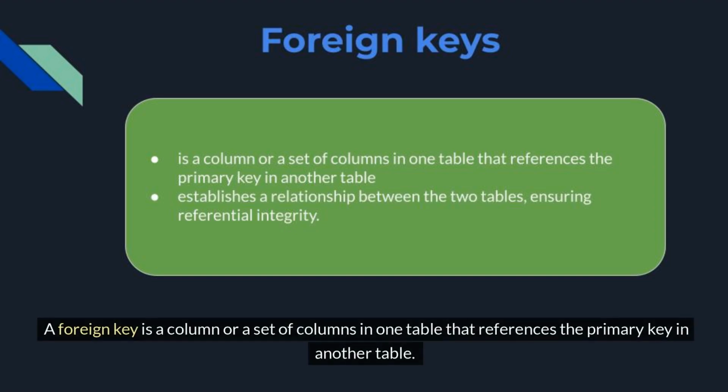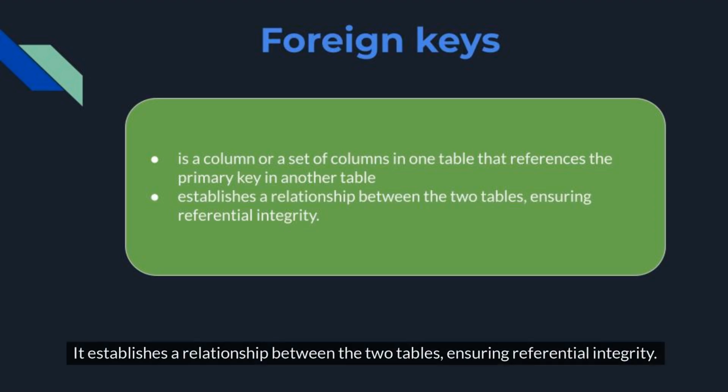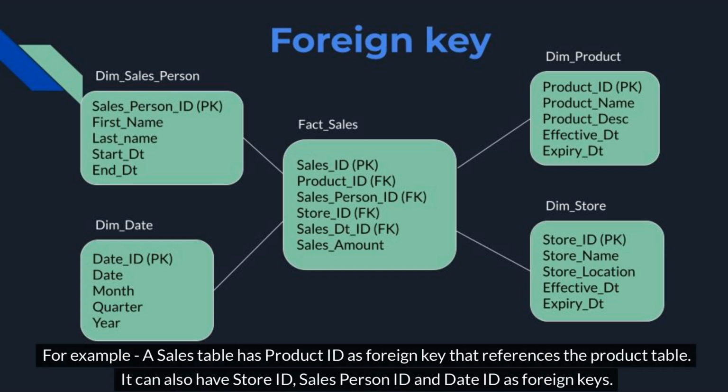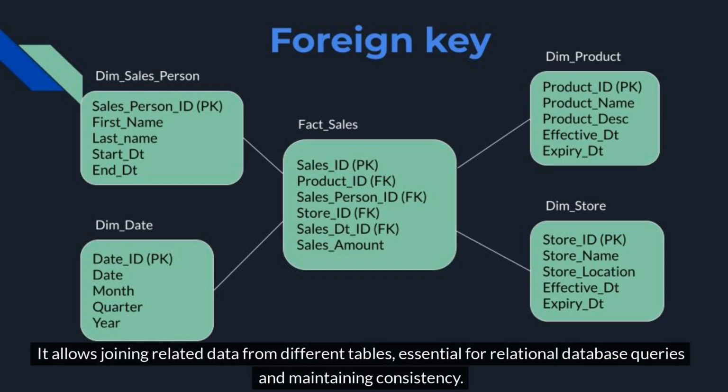A foreign key is a column or a set of columns in one table that references the primary key in another table. It establishes a relationship between the two tables, ensuring referential integrity. For example, a sales table has product ID as a foreign key that references the product table. It can also have store ID, salesperson ID, and date ID as foreign keys. It allows joining related data from different tables, essential for relational database queries and maintaining consistency.